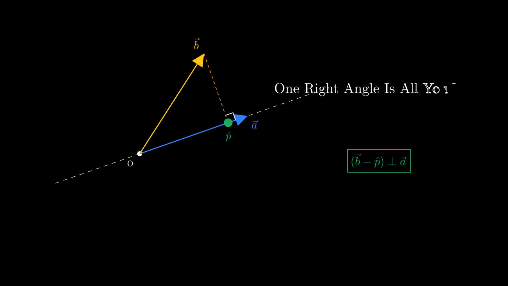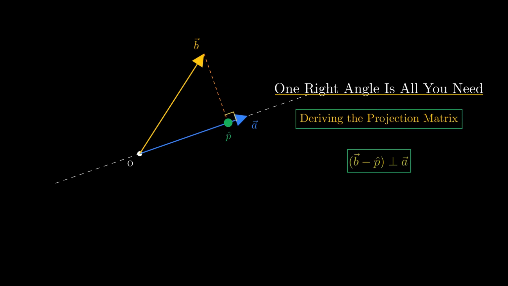One perpendicularity condition is all we need. That single constraint gives us the answer, and an entire matrix. This is the key idea behind deriving the projection matrix.